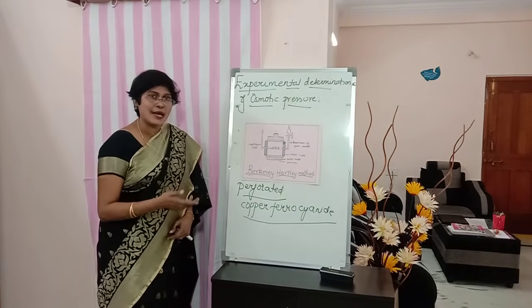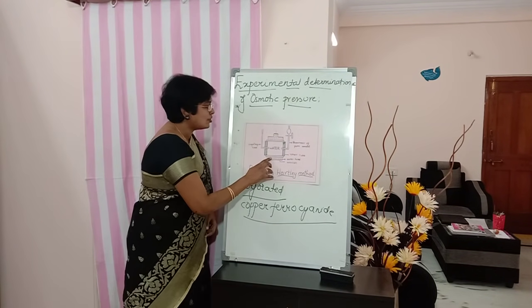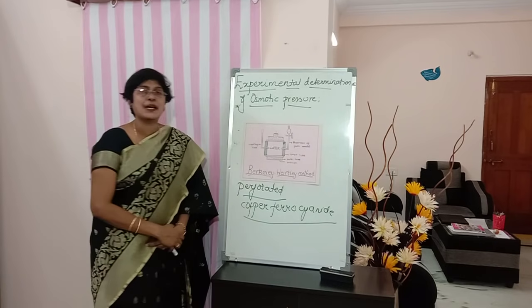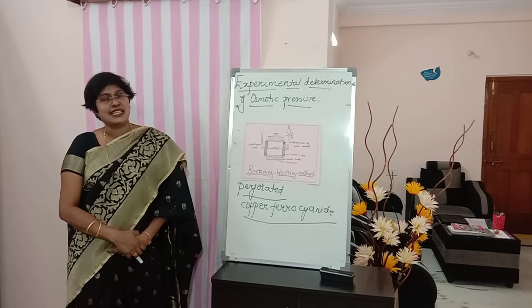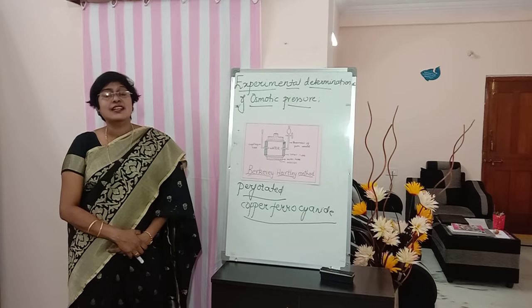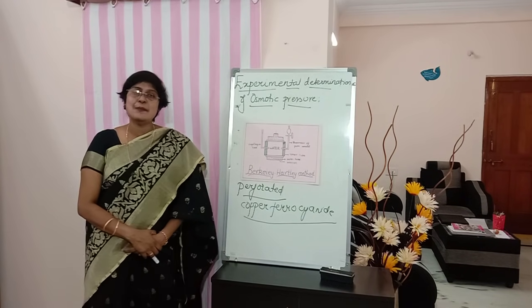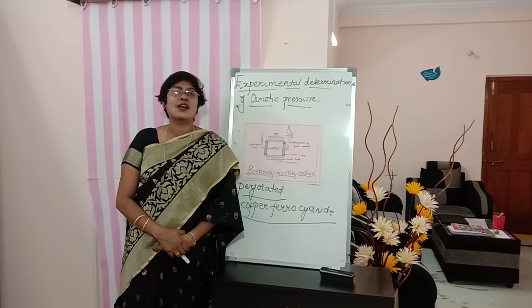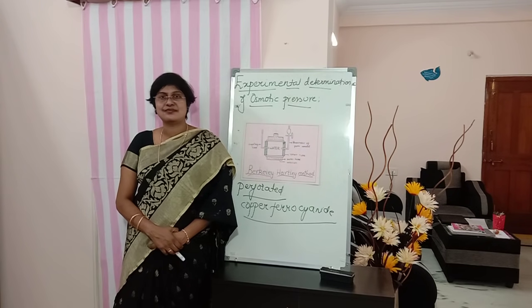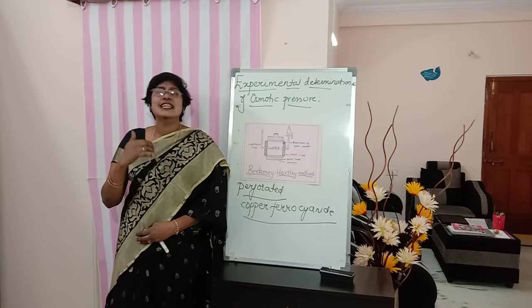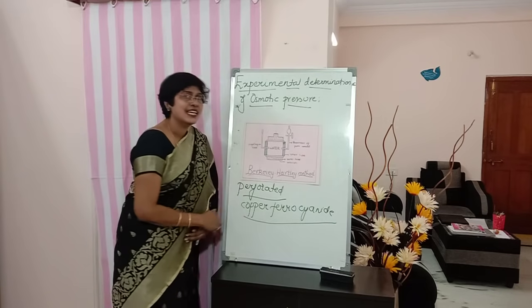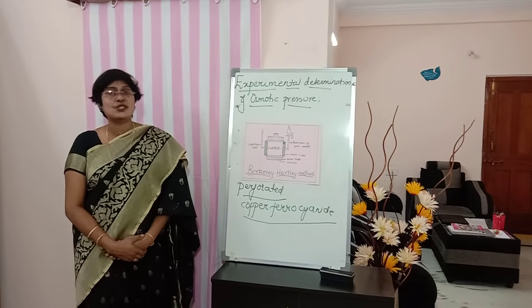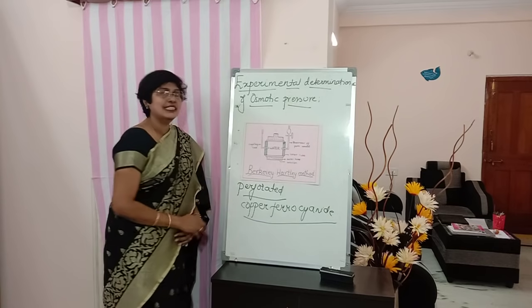Now there is solvent, there is solution, and there is a semi-permeable membrane. What happens now, students? Solvent particles, that is water, start moving towards the solution through the SPM, the semi-permeable membrane, which is called osmosis. Osmosis takes place, that is, flow of solvent towards the solution. Now what happens to the level of water in the capillary tube?